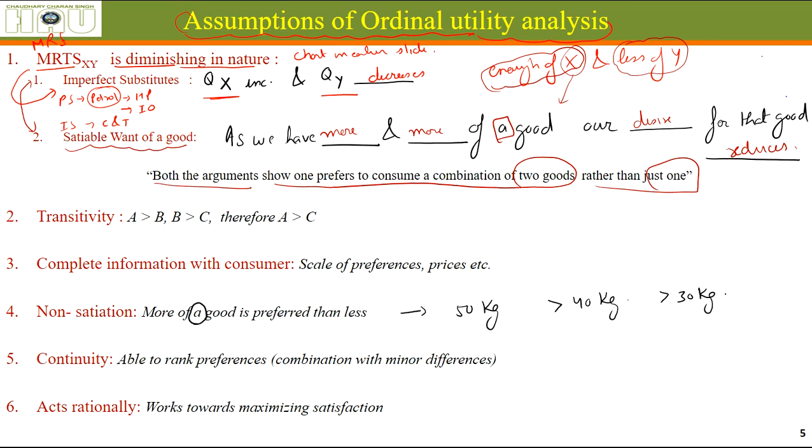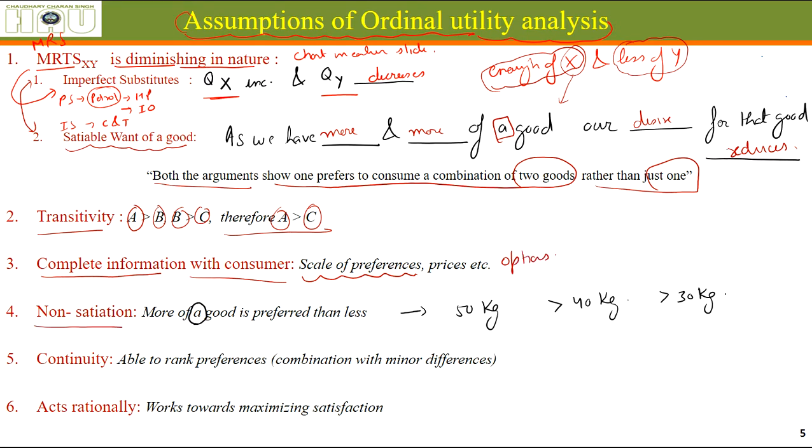Second assumption is transitivity. If we like a combination A more than B and B more than C, then naturally a combination A is going to be preferred over C. This is called transitivity. Complete information with the consumer: a consumer is going to make his scale of preferences because he has all the information he needs, about the quantities, the prices, his likes, dislikes, options.